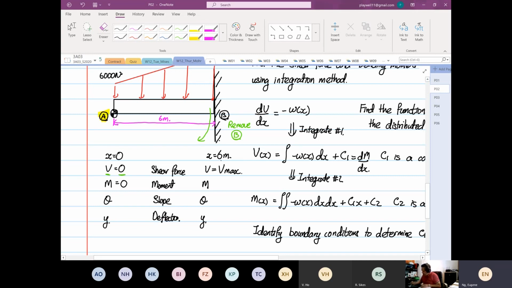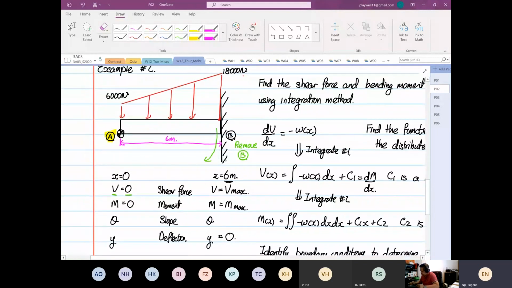Now let's look at when x is equal to 6 meters. Moment we know is not equal to 0 because the moment will be at its maximum. I will not talk about slope yet, but we know that deflection is equal to 0. One thing to observe is that point B is where the structure will fail. If this thing is under load, point B is where the structure will fail.